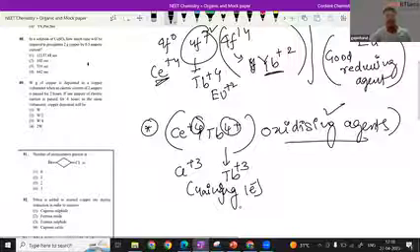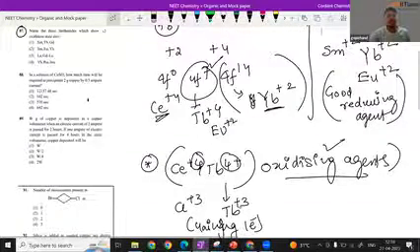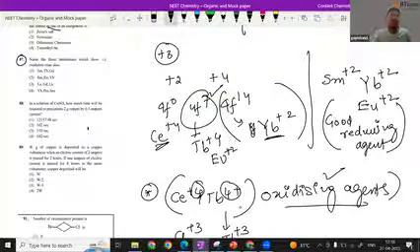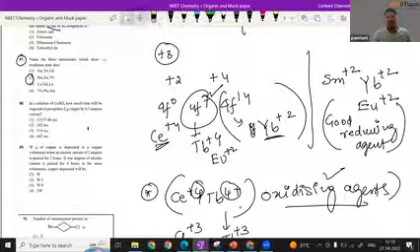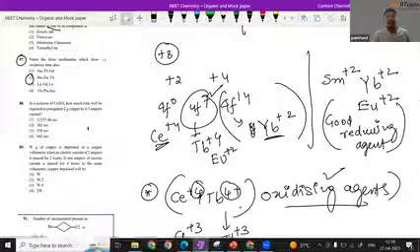But what was the question asking? The question was asking to name the lanthanides which show +2 oxidation state. So samarium, europium, and ytterbium will show the +2 oxidation state. Okay, I hope you guys understand the question, right? And next one.